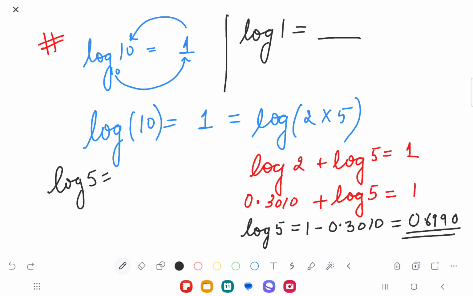It'll just be 0, because the base is 10, and 10 raised to power 0 gives me 1. So log 1 is 0. You understand? Now let's figure out the rest. Log 1 we know as 0. Log 2 we have to remember. There is no shortcut to that. These two values you will have to remember.